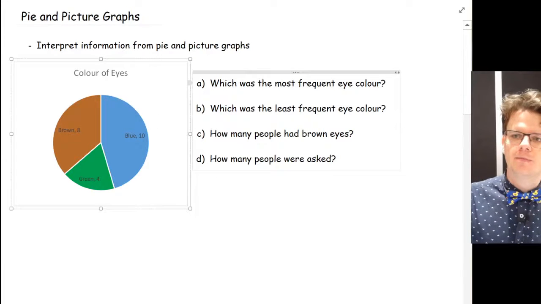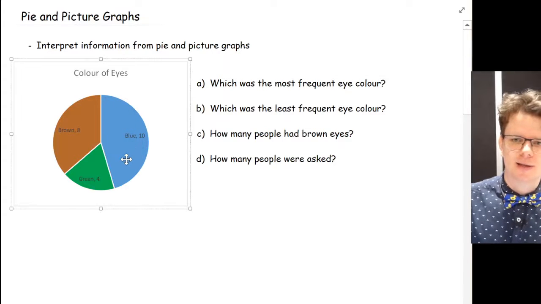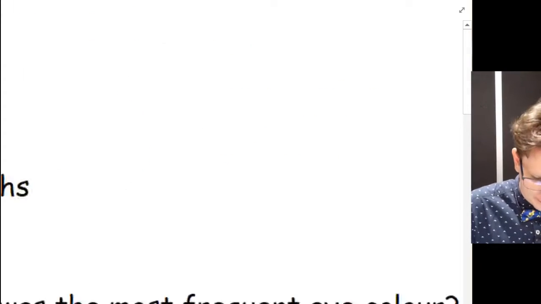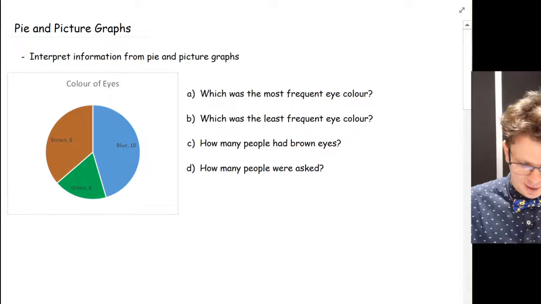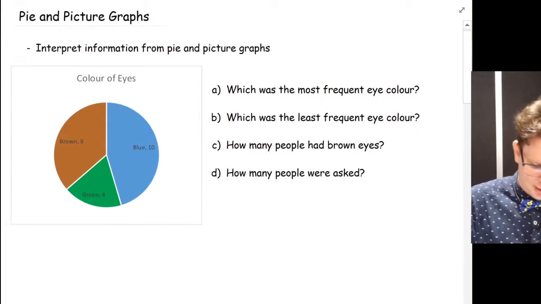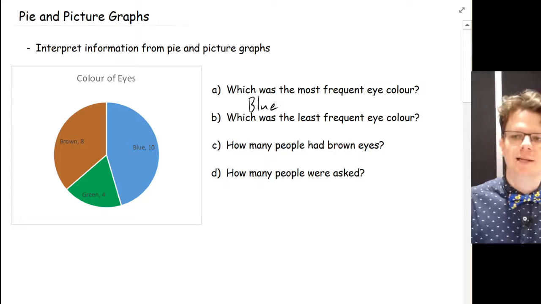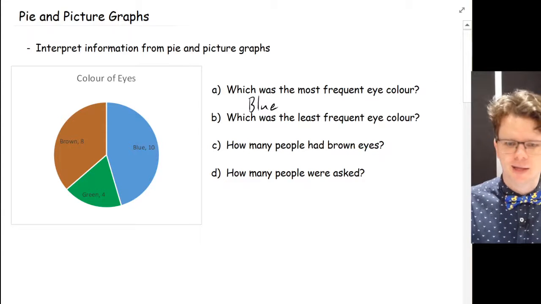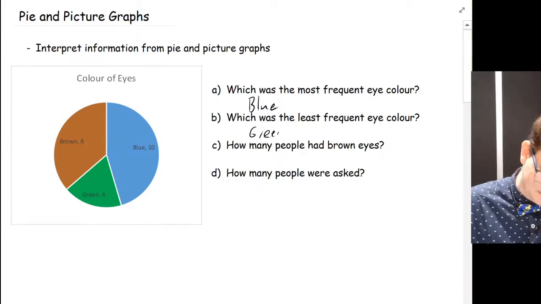So what was the most frequent eye color? Well, we can see again, just from the size of it, that that's going to be blue. Oh, it's escaping from me. Let's go back. Here we go. So let's try that. So that'll be blue. So what was the least frequent eye color? Well, let's look back at the graph and we can see that green has the smallest section. So that would be green.